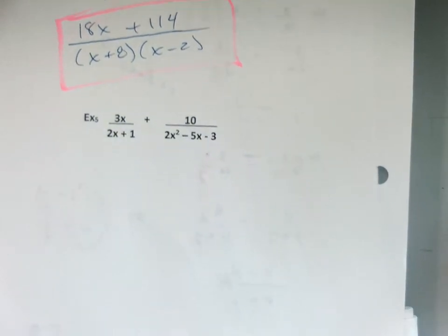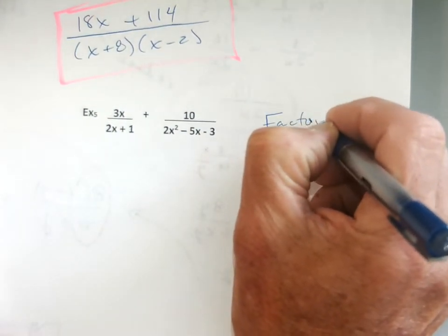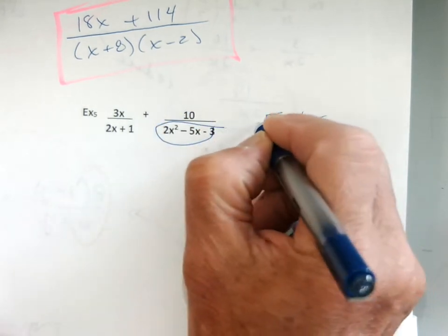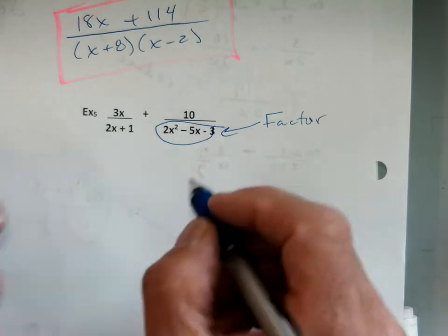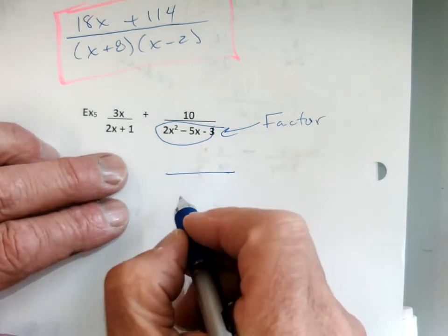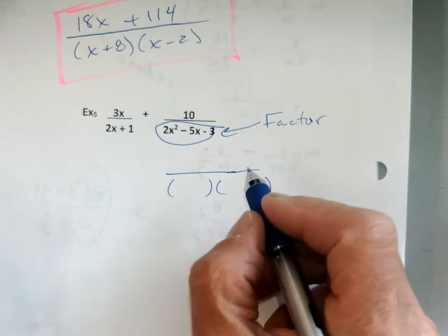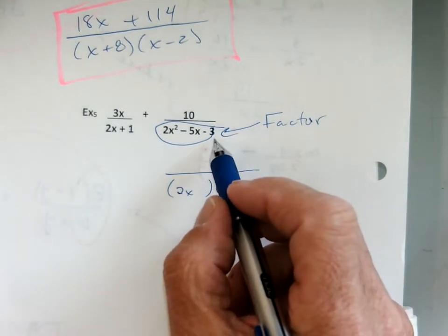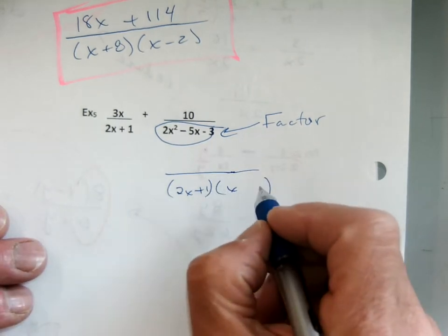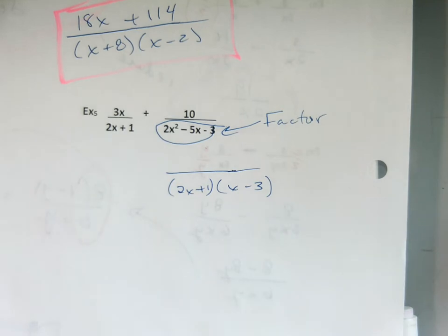I think if I factor this one, it's going to make it easier for me. So that'll factor into a 2x plus 1 and an x minus 3, I think. That works if I check my double smiley, right?